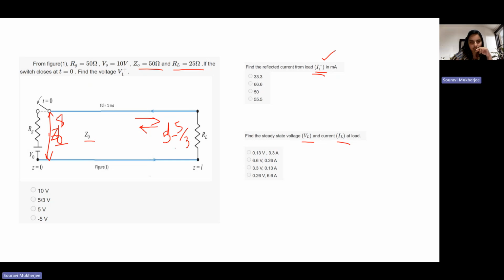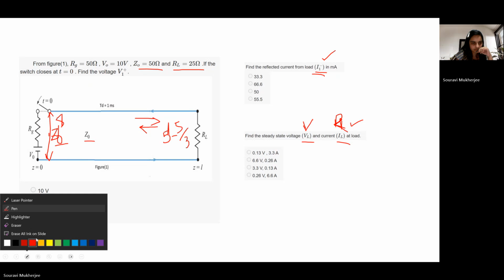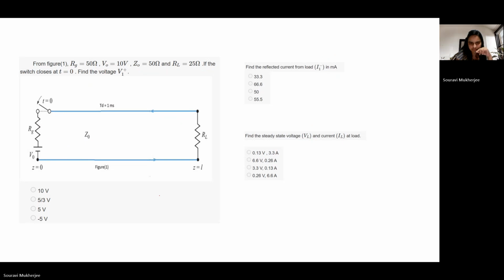Right? And now again, you know V and you know RL, the load impedance. So then you can use V equal to IR to find the current at the load. Okay, so that's how you can solve this question. Okay, so these are very standard questions.